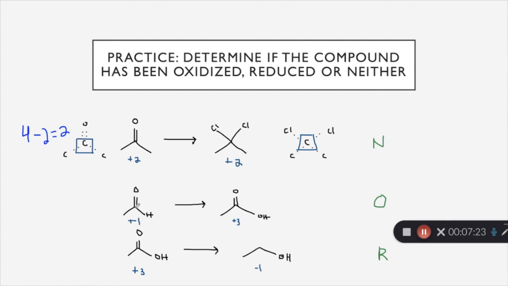In this case, the oxidation state is 1. We are increasing the oxidation state. So this would be an oxidation. And then for the third example, we have an oxidation state of 3, and we are decreasing the oxidation state, so we are reducing it.